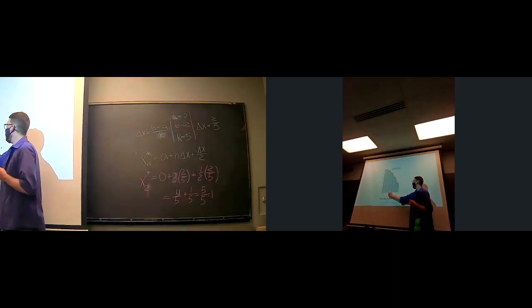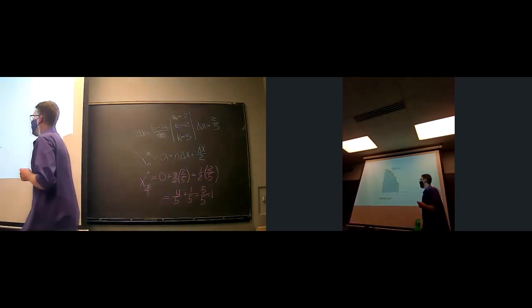First rectangle is n equal to 0. Second rectangle is n equal to 1. Third rectangle is n equal to 2. 5 over 5 is the middle point, and that's what we're using for the height of our rectangle. Make sense? So this checks out.